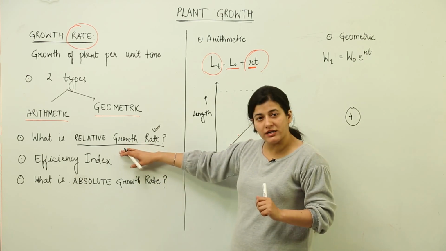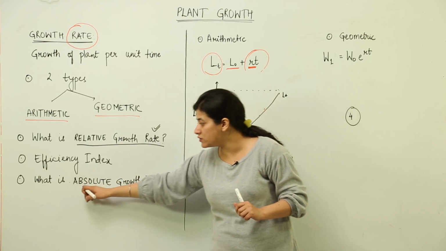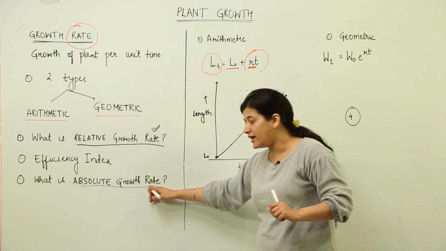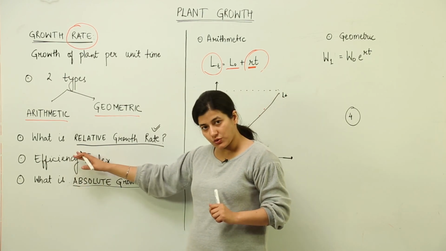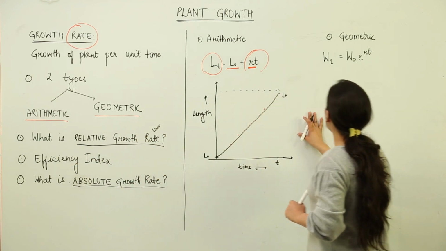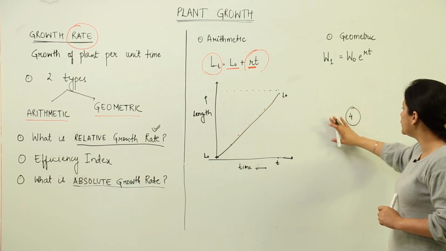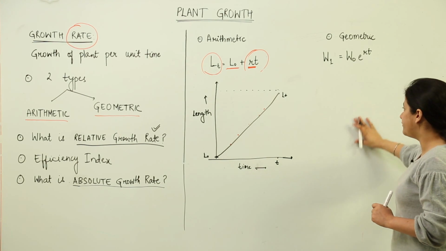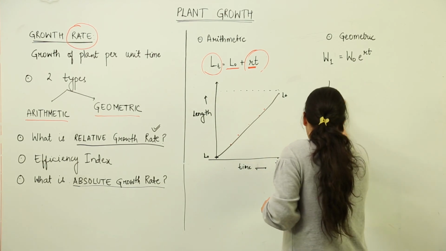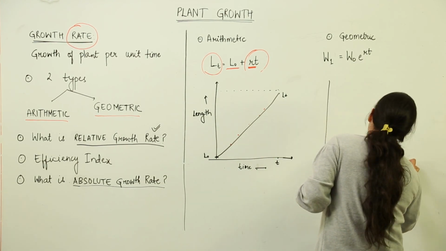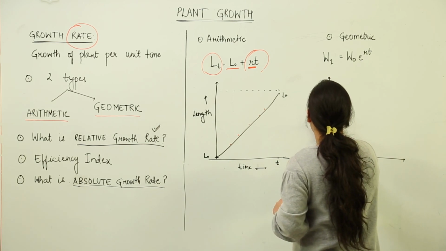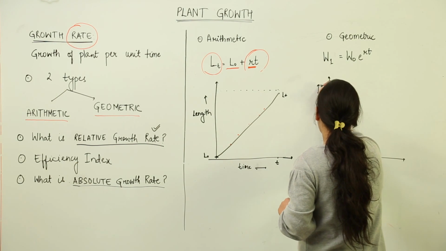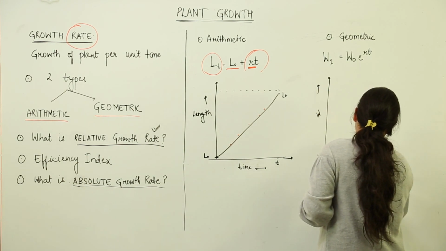When we talk about relative growth rate, there is another term known as absolute growth rate that comes into the scene. We are going to understand the difference between the two, but before that we need to understand what the geometric growth rate is if portrayed graphically. Over here, as you can see, the growth rate is exponential. Same way, this would be weight along the y-axis, and on the x-axis I am taking time.